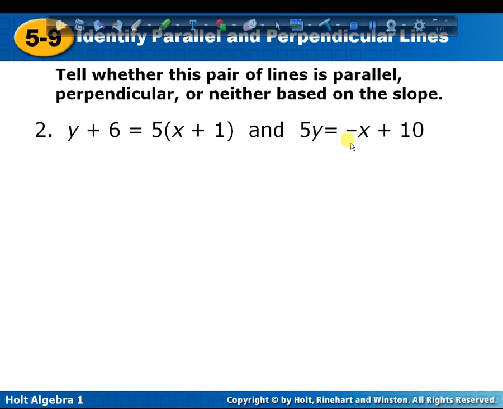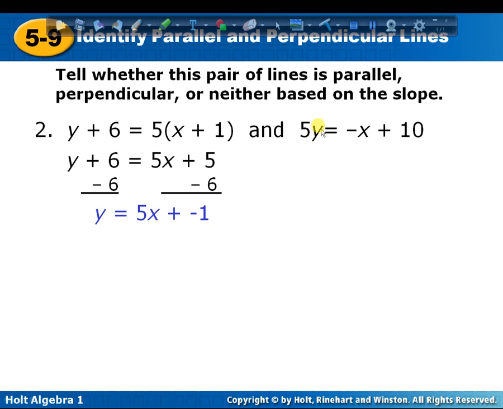If I were you, the first thing I would do is this negative x right here. I would put a little 1 in front of that x. On this side, if I'm going to get the y by itself, I first have to distribute the 5. 5 times x is 5x, and 5 times 1 is 5. Then I need to move that plus 6, so I'm going to subtract 6. And I get y equals 5x, either minus 1 or plus negative 1, either way.